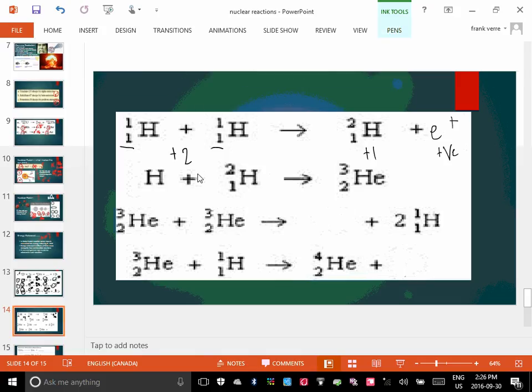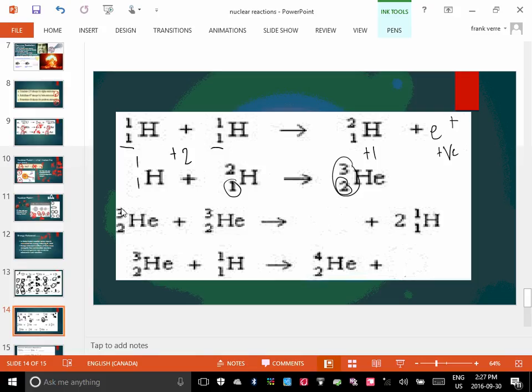So the second one, we can see its mass is 3. So this is 2, so this must be 1. And the nuclear charge is 2, so this is 1, then this must be 1. You know how easy it is? You learn counting in elementary school.